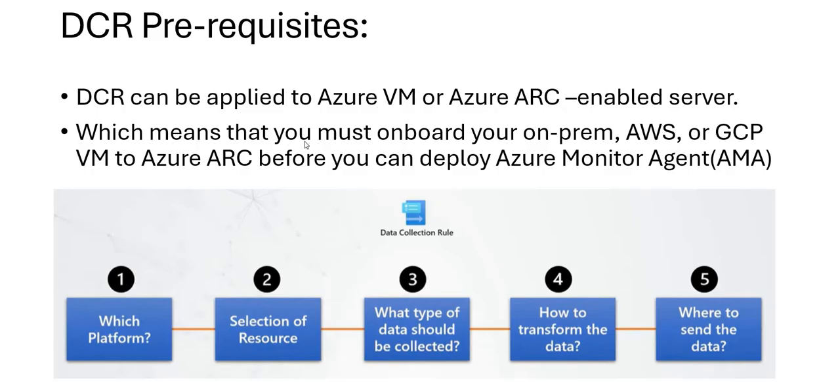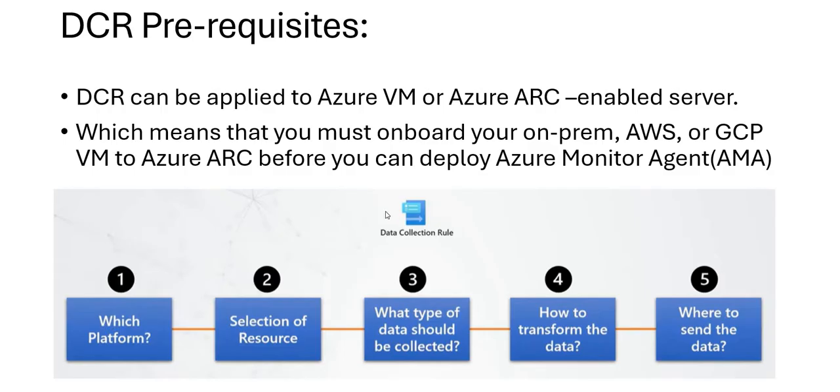Azure Arc. Which means that you must onboard your on-prem, AWS or GCP VM to Azure Arc before you can deploy AMA. So to deploy AMA, it should be in these two categories, Azure VM or Azure Arc. We cannot install it any other place. AMA can be installed on these two places only, correct?